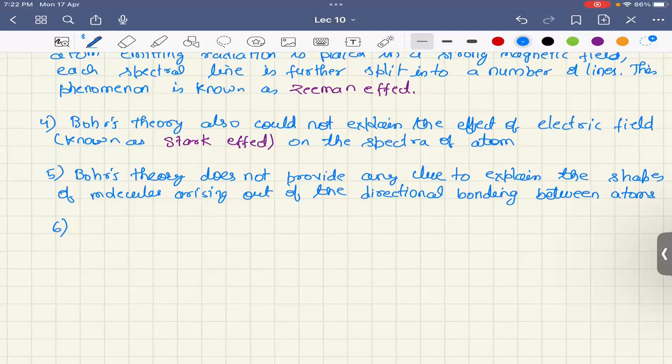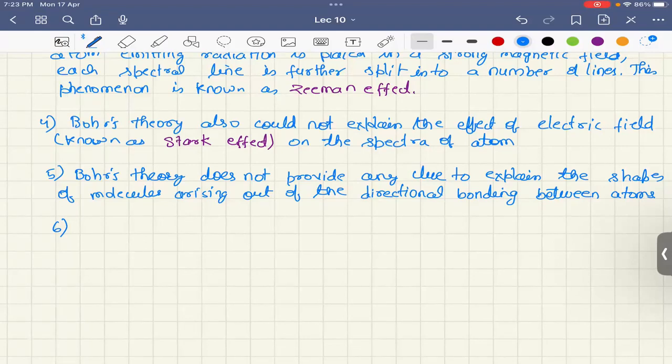Right? So this dual nature of matter predicted that we cannot define the path of the electron precisely. However, Bohr's atom precisely told that the path of the electron will be a circular orbit, right? So this was the major blow to Bohr's model.